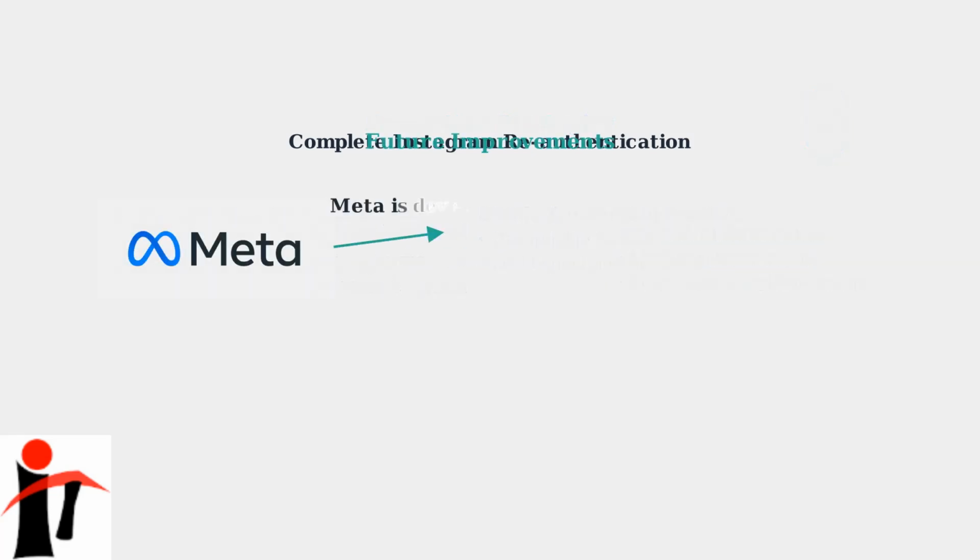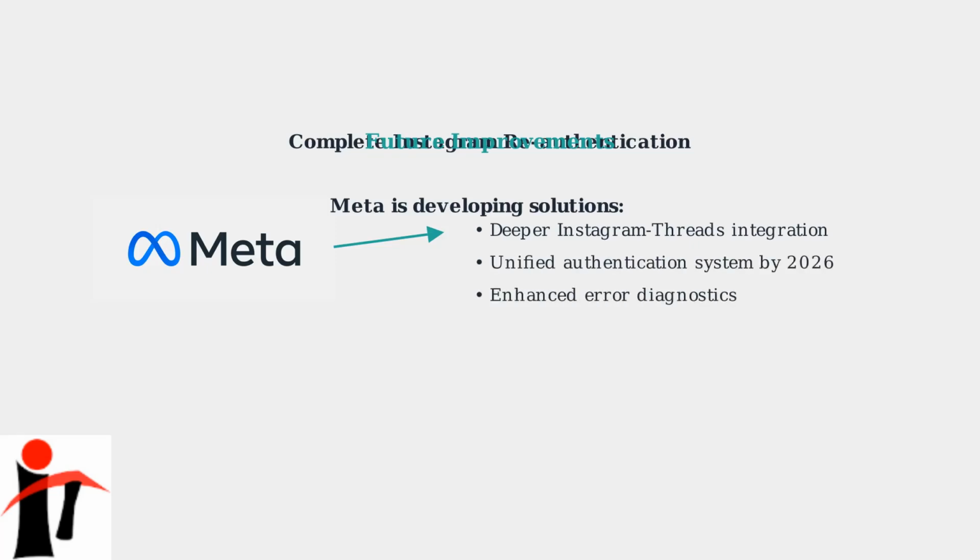Looking ahead, Meta is working on comprehensive solutions to eliminate these authentication issues. They're developing deeper Instagram Threads integration and planning a unified authentication system by 2026. Enhanced error diagnostics and automated recovery systems are also in development. These improvements will significantly reduce unmapped IG errors and provide a smoother user experience across Meta's platforms.